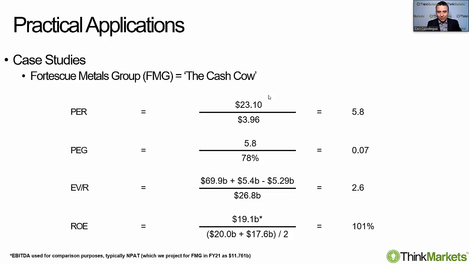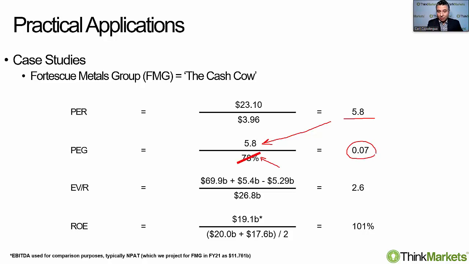We're working off a current price of $23.10 for Fortescue. Of course, that could be changing as we speak. We did estimate that full year earnings per share would be $3.96. And when we do the calculation, we get a price earnings ratio of 5.8. We plug that into our PEG calculation with a growth rate based upon Fortescue's earnings per share from this half to the last half. So first half FY21 to last half FY20. And we get 78% on that, which gives us a PEG of 0.07, which is extraordinarily low.